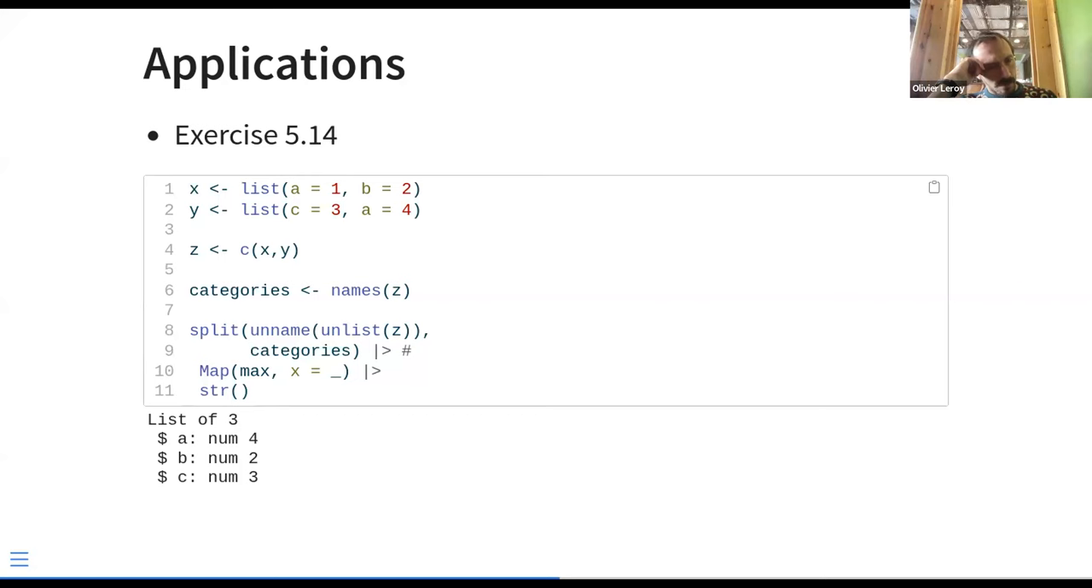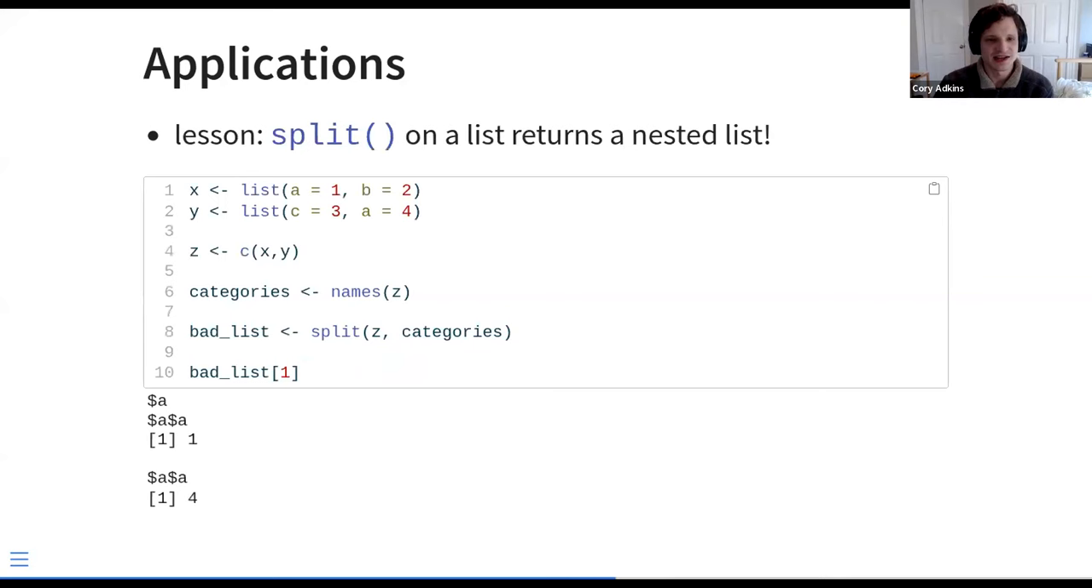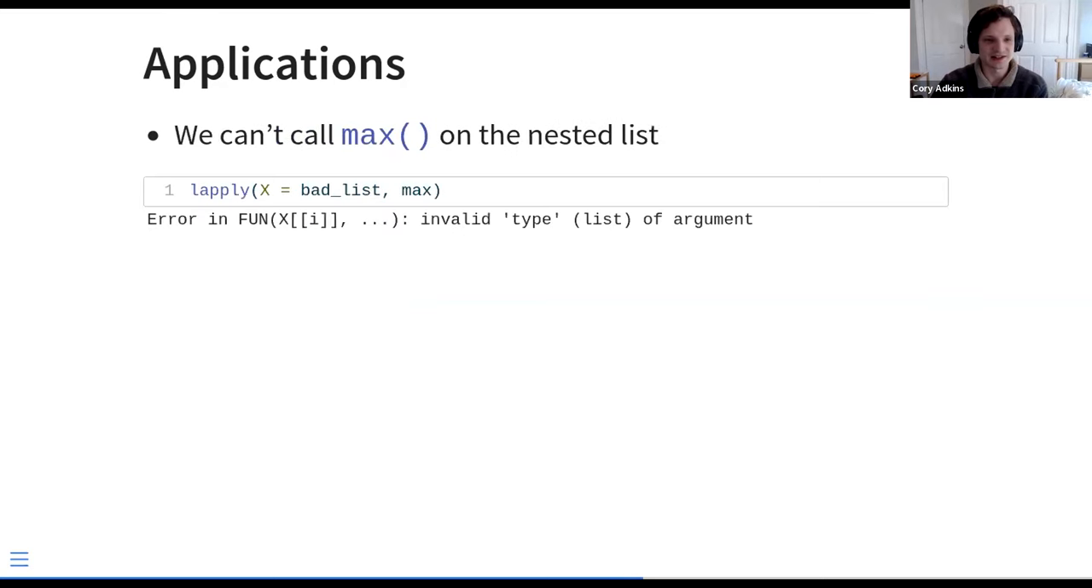Yeah. But I think this does bring out some quirks with split, which is that if you call split on a list, it returns a nested list. So here you can see I did the same thing but didn't unlist Z. And so the output is kind of difficult to interpret even. It recursively goes into the list. So you end up with this bad list, where subset 1 is a list, which is the first element of a bigger list. So it's kind of a mess. You don't want to do that, typically, unless you really are doing it purposely. You don't want to call split on a list.